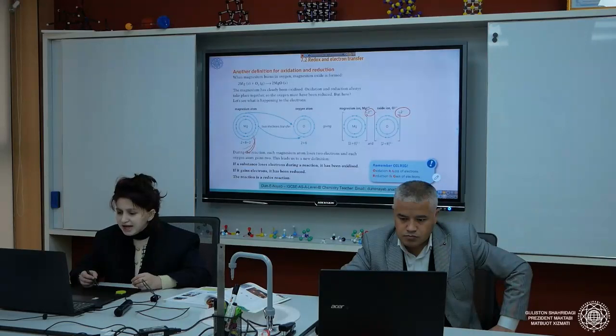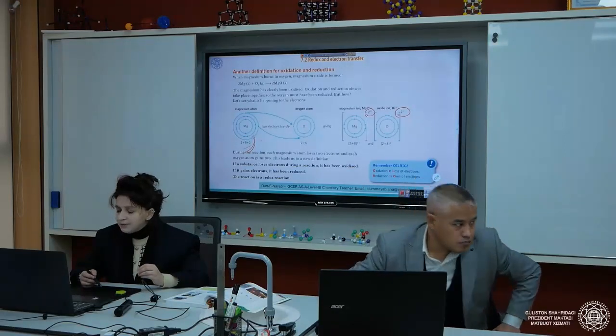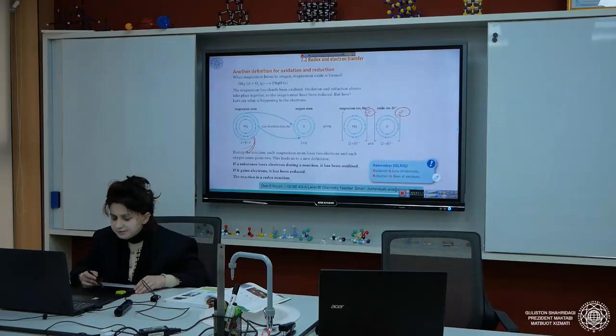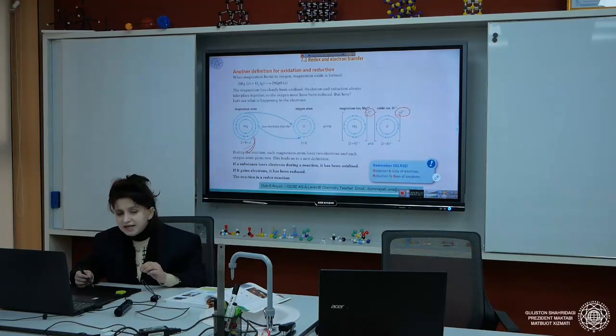Now over here, can you please tell me which one is oxidized and which one is reduced? As we studied oxidation and reduction in terms of electron transfer. So who will tell me, is magnesium here oxidized or reduced? Magnesium is oxidized and oxygen is reduced. You have to say it like this, fine? In oxygen there is a gain, and in magnesium there is the loss.